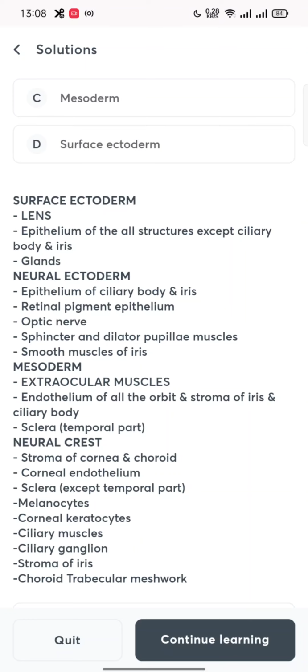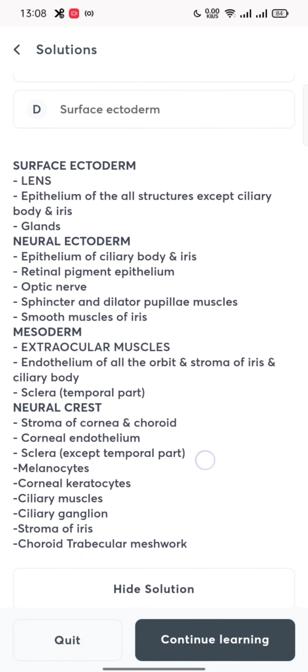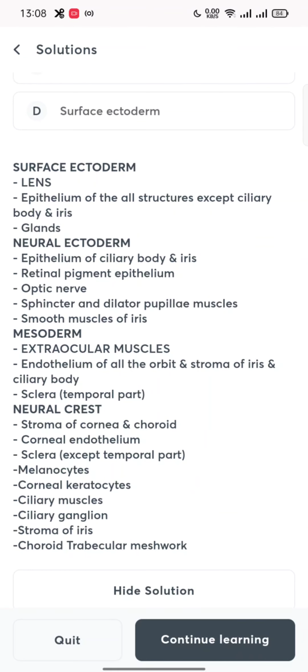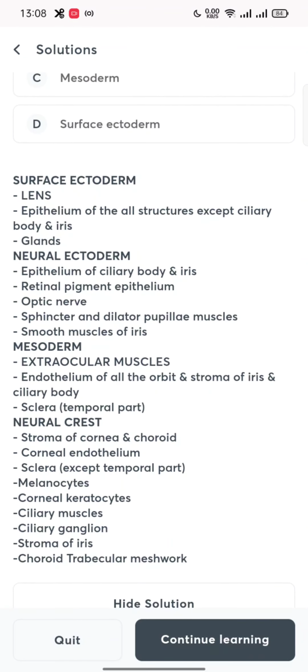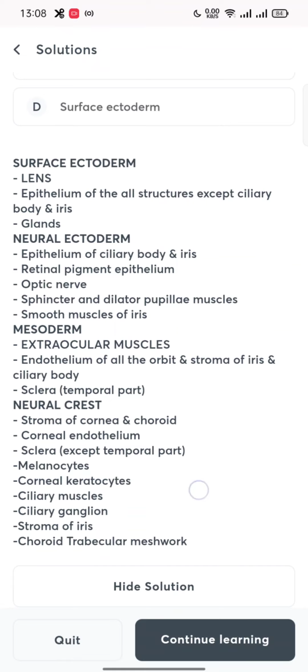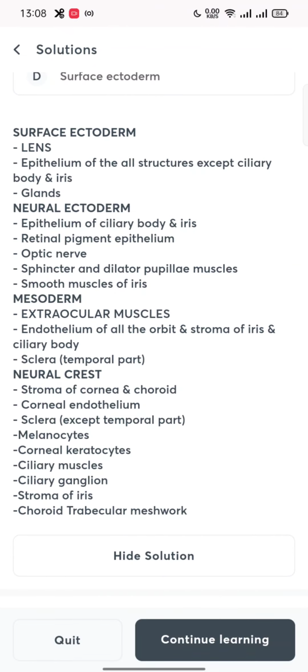In mesoderm, extraocular muscles, endothelium of all the orbit vessels, and stroma of iris and ciliary body, sclera of the temporal part is mesoderm. In neural crest, stroma of cornea and choroid, corneal endothelium, sclera except temporal part, melanocytes, corneal keratocytes, ciliary muscles, ciliary ganglion, stroma of iris, and trabecular meshwork are present.